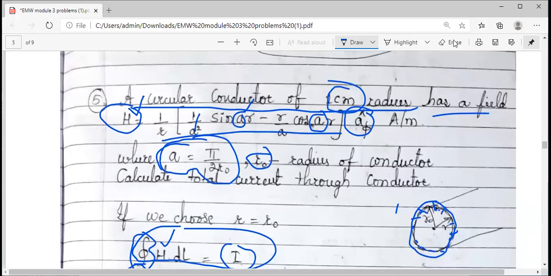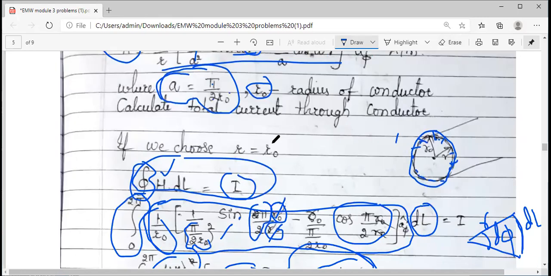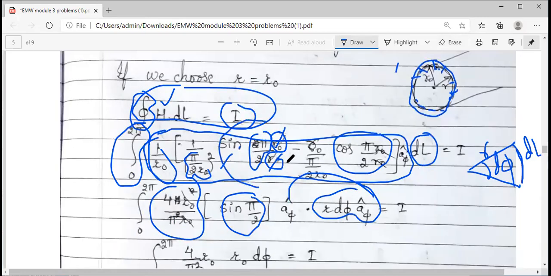If I simplify, you can see in the given question, it is A R. Instead of A, I'm substituting pi by 2 R naught, and instead of R, it is R naught. Substituting these two, only the sine term will remain. Cos will vanish. So that's why the second term, minus, is not written here.